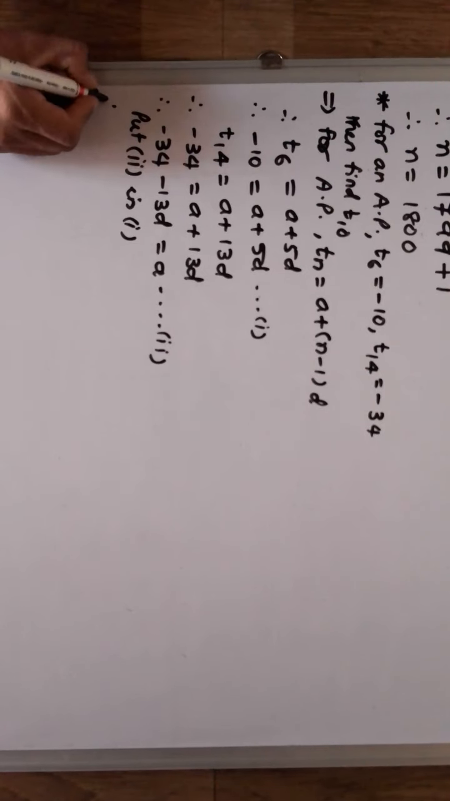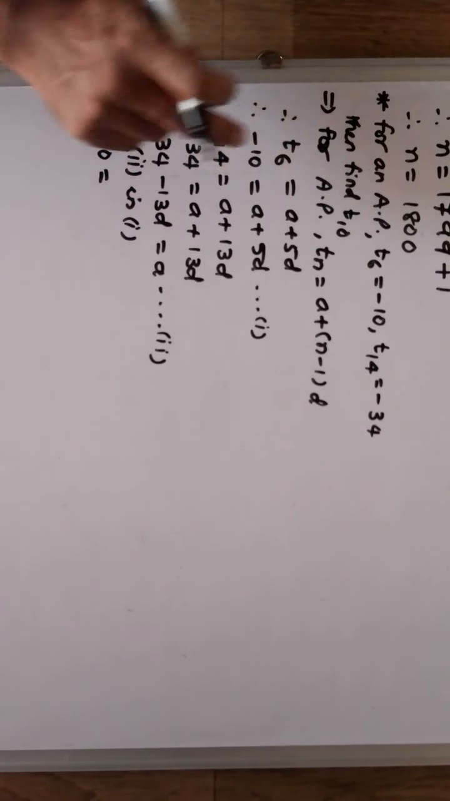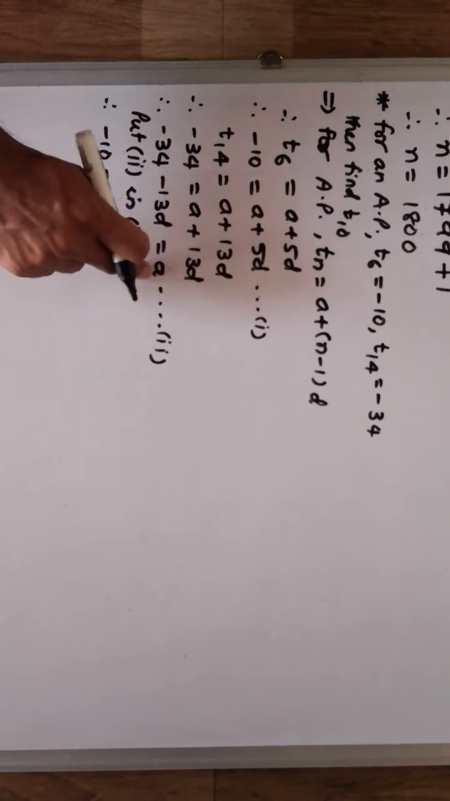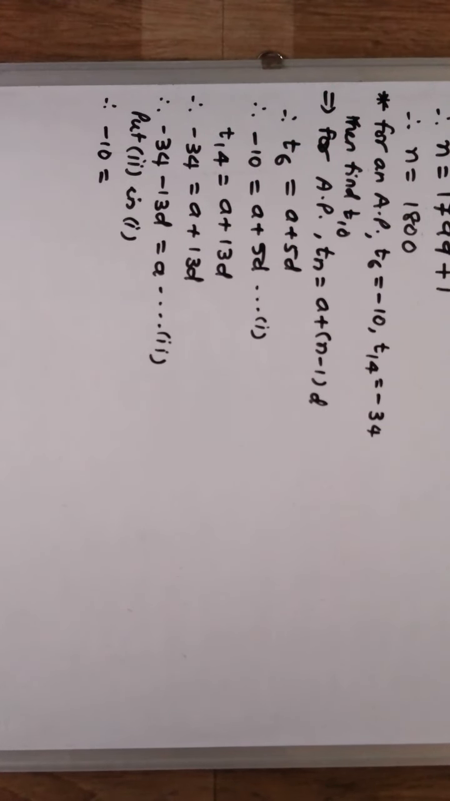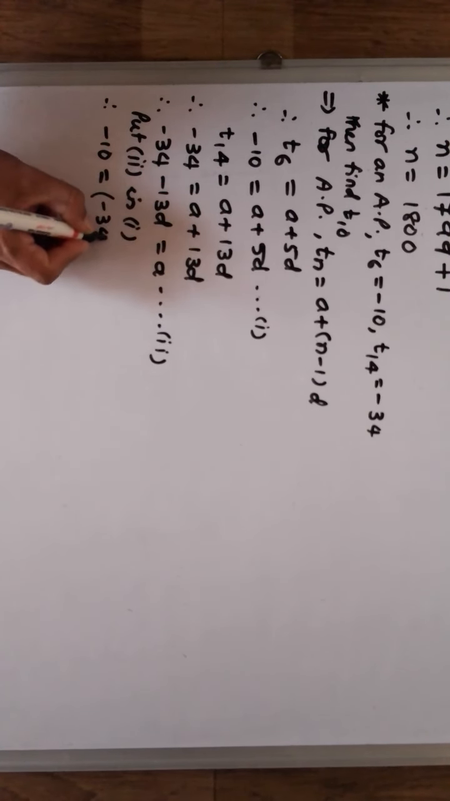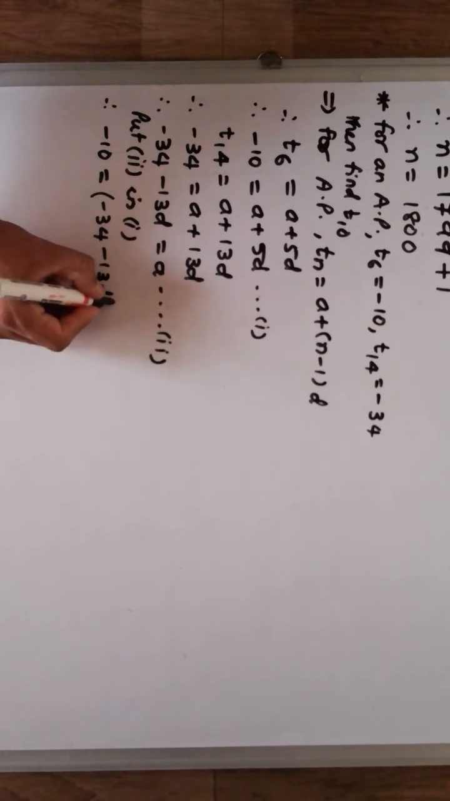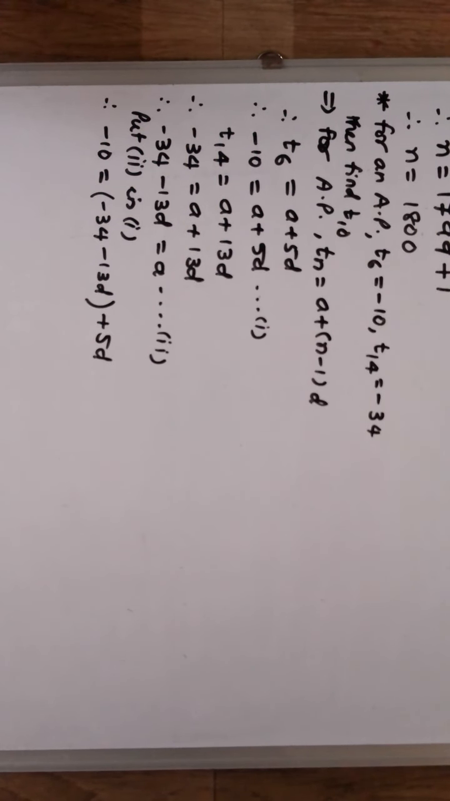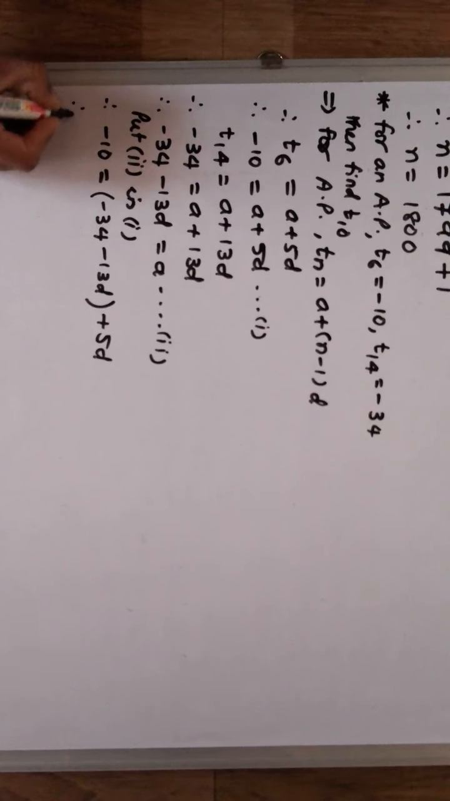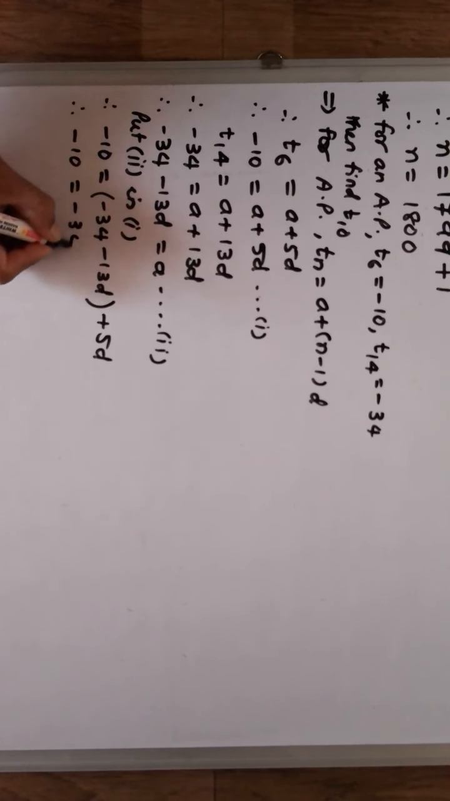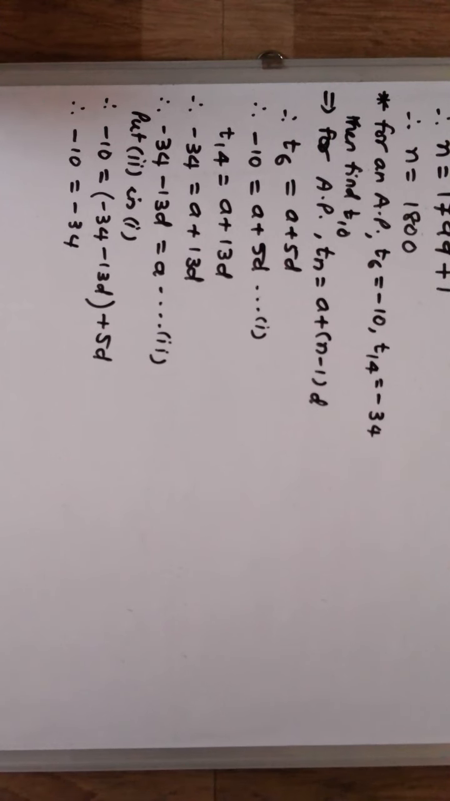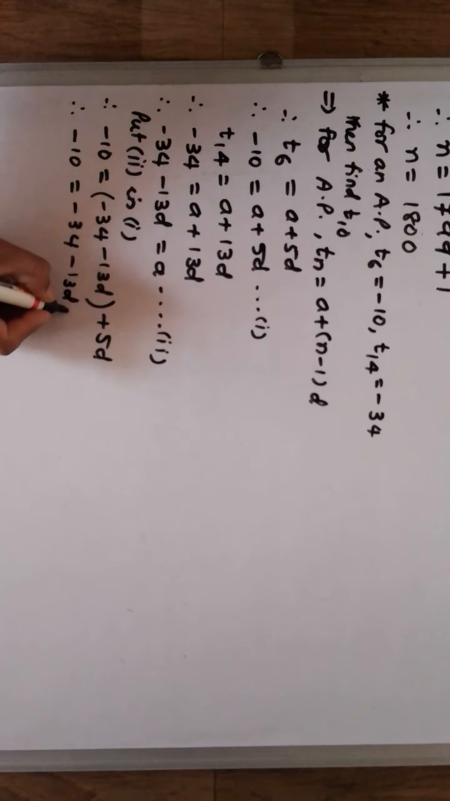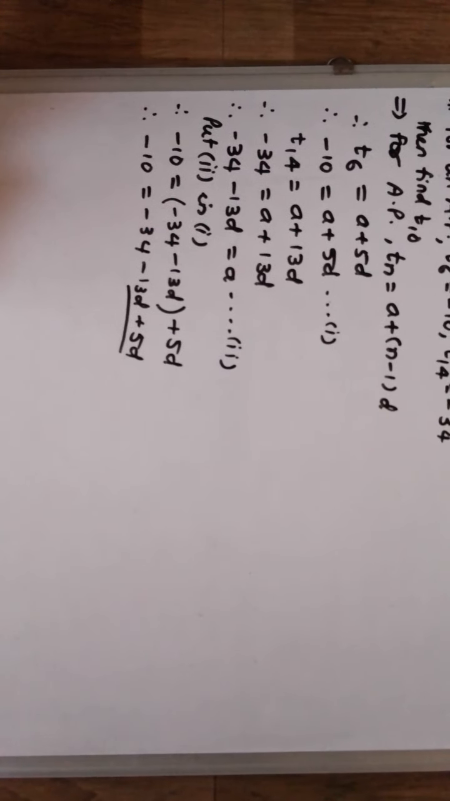So I get minus 10, and see this A. This A is now this value. So it is in binomial form, so I put a bracket first. Minus 34 minus 13d, bracket close, plus 5d. Right? Now I open the bracket. Minus 10 equals minus 34, agreed? Minus 13d plus 5d. These both being like terms, I can solve them, right?